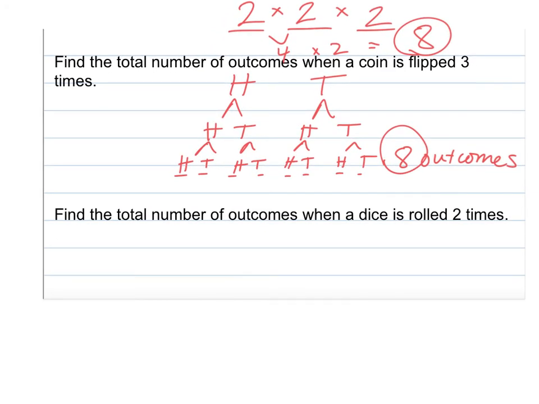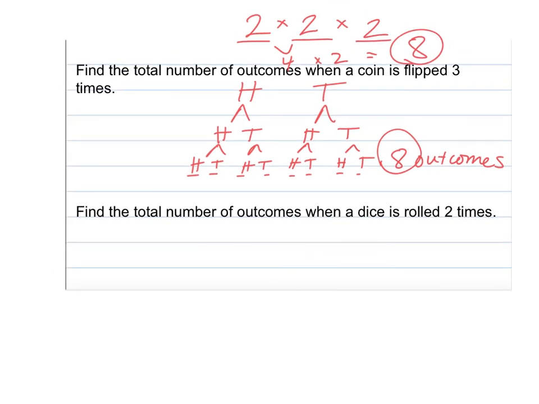Okay. Now this one always throws people off. So we are rolling a dice 2 times. The first time you roll the dice, what could you get? Well, you could roll a 1, 2, 3, 4, 5, or 6. Now you're on to the second dice. If you rolled a 1 on the first dice, what could you roll on the second dice? Well, you could roll another 1, or you could roll a 2, 3, 4, 5, or 6.